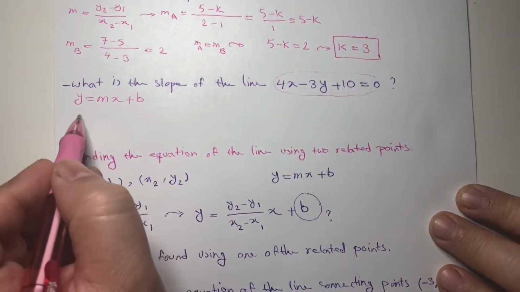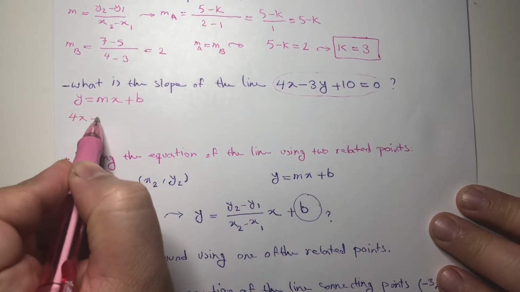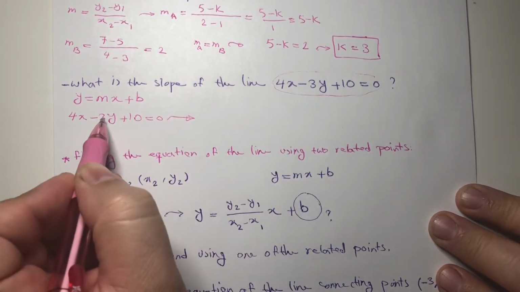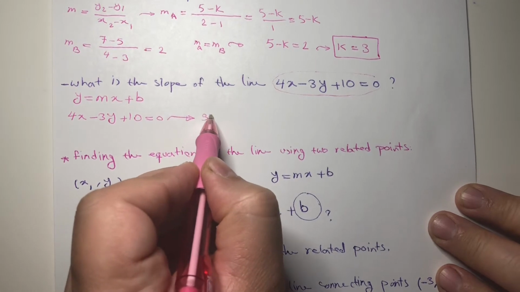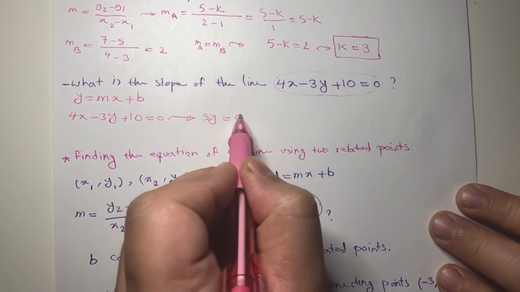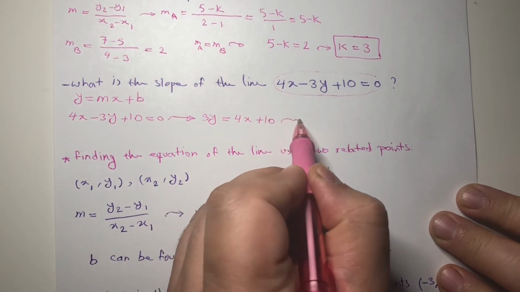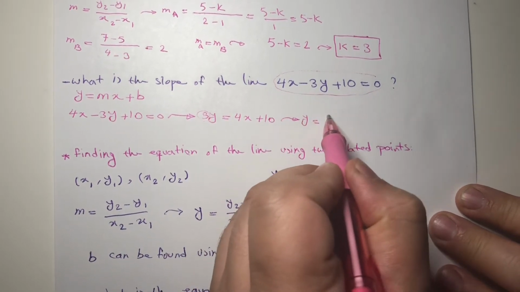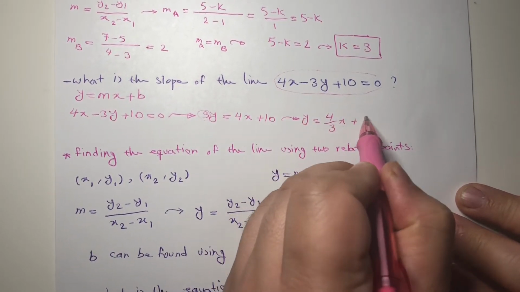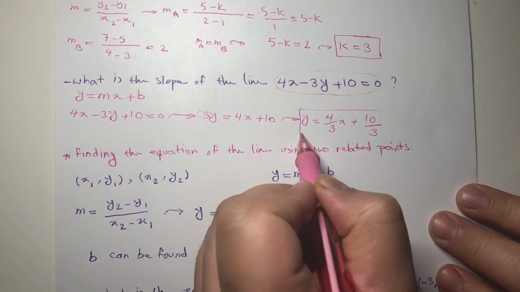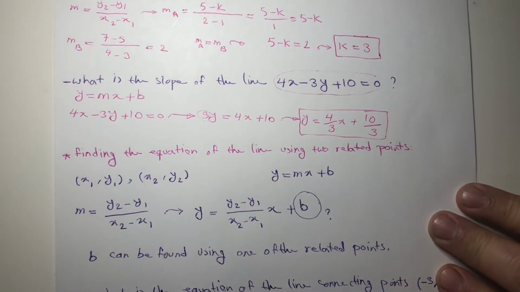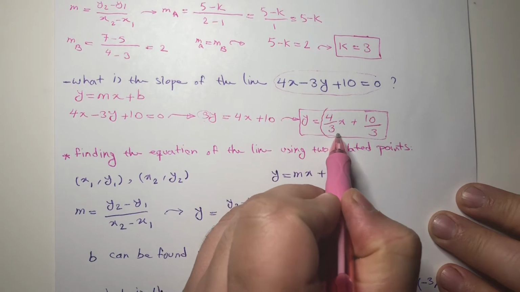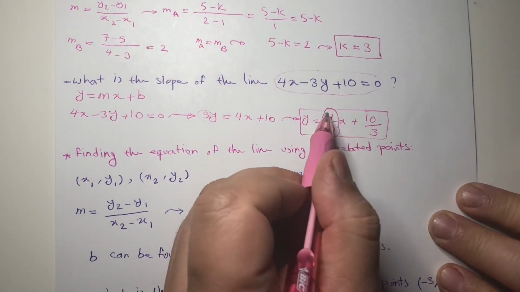Okay, so I have 4x minus 3y plus 10 equals 0. I take 3y to the other side, then 3y equals 4x plus 10. Then I have to divide both sides by 3 in order to get rid of this 3. y is 4 over 3 x plus 10 over 3, right? So this is a standard line equation. From this standard equation, you can say that the slope of the line is 4 over 3. That's what's been asked from us.